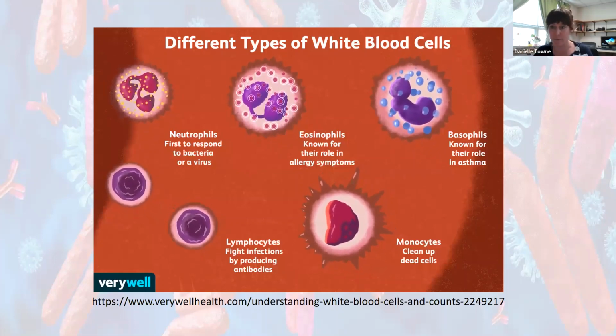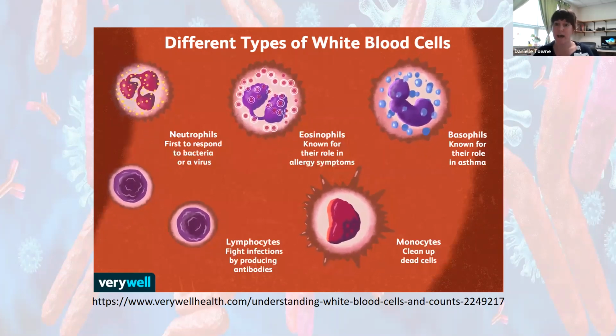So you're like, okay, well, what do I do with that information though? There's all of these different types of white blood cell counts. How do I know?